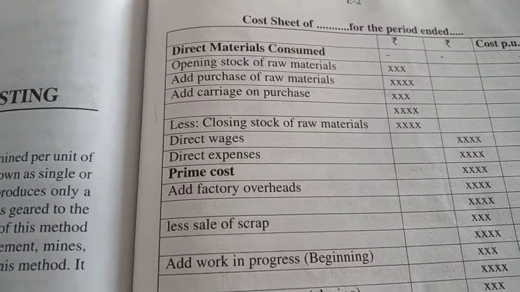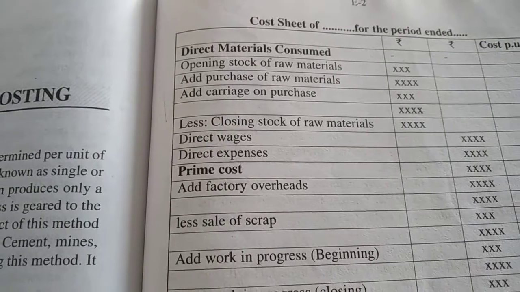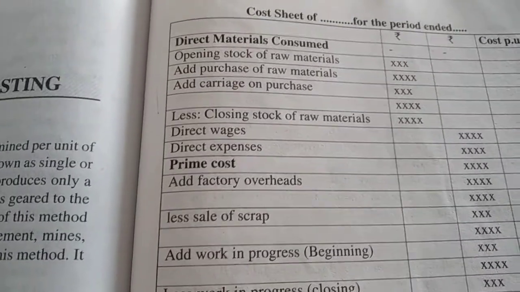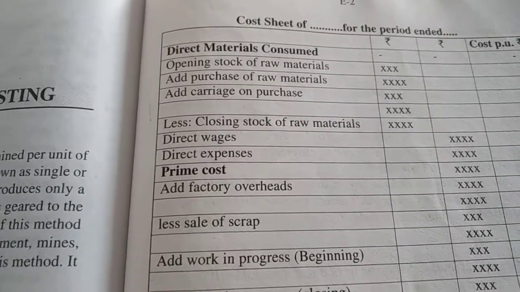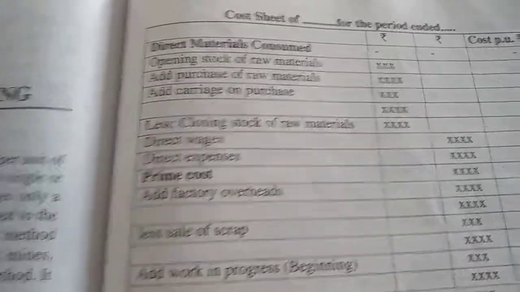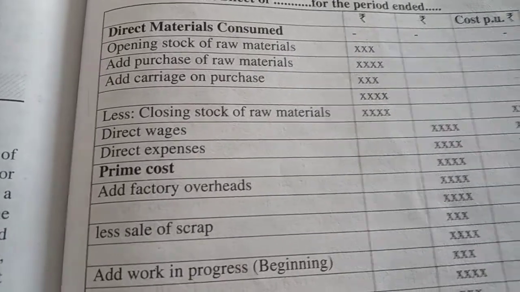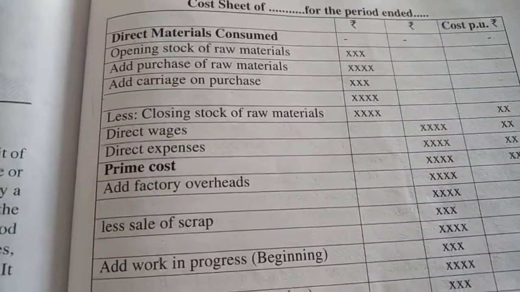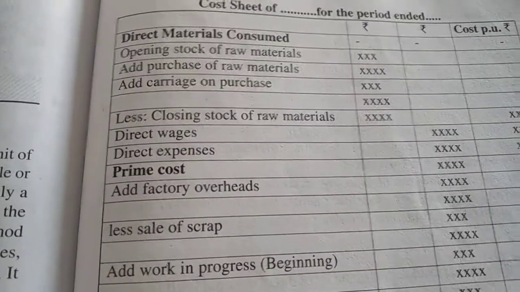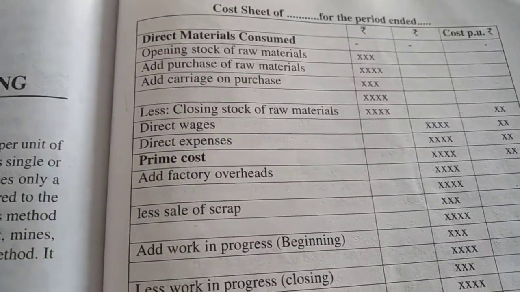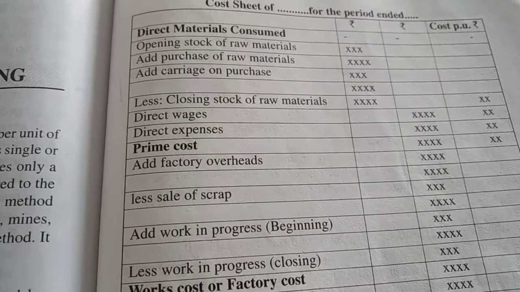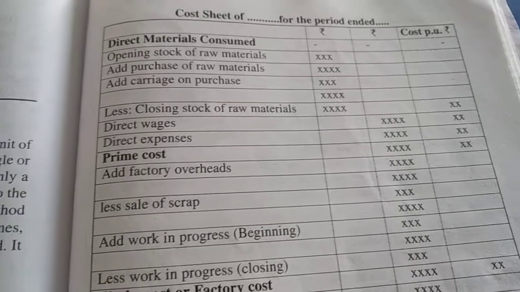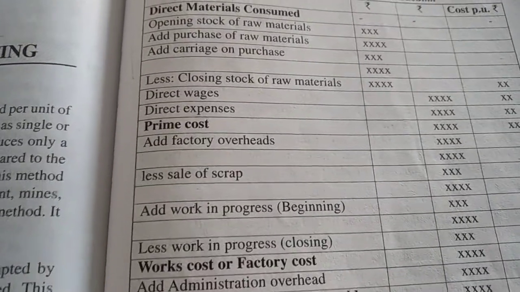Once you see here, direct materials consumed: under that, opening stock of raw material, purchase of raw material, carriage on purchases, all three we have to add. From that, if any closing raw material is left, that should be deducted. Direct wages, direct expenses, any chargeable expenses, all those we have to take. Then you will get the prime cost. After that, we have to add factory overheads to the prime cost. If any scrap is sold, you have to deduct the scrap value.